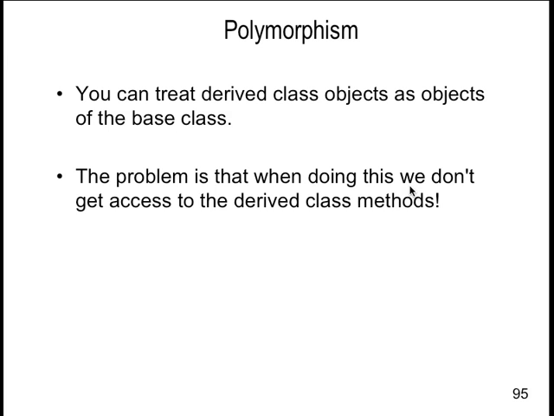And now we have the concept of polymorphism as it's implemented in the language. So we can treat derived classes as objects of the base class, which means they're polymorphic. They can be a circle but also be a shape. So we can kind of change back and forth. The problem is that when we're doing this, we don't get access to the derived class methods, especially if we're overriding them. So we can complement them.